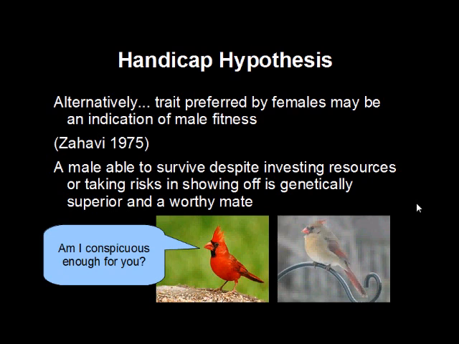And yet, if you're still able to survive, despite investing all these resources into creating these beautiful colors and big long tails, and also taking these huge risks by being so conspicuous, showing off so predators can see you, then you're probably genetically superior and a worthy male to mate with. So that's the idea of the handicap hypothesis. I've got this handicap, but look, I'm still surviving and doing fine. Mate with me.